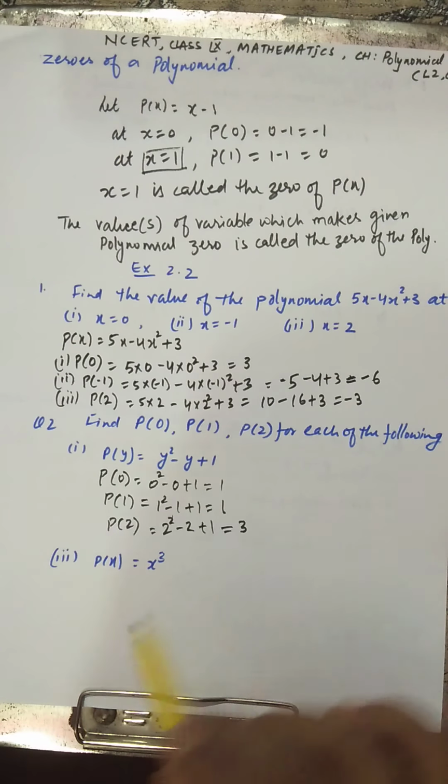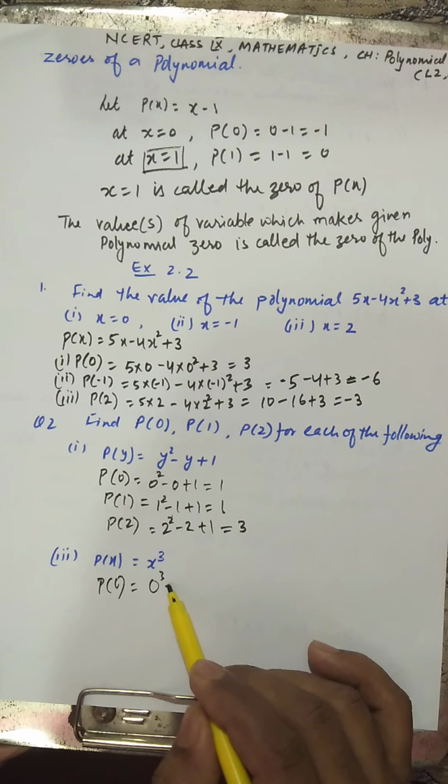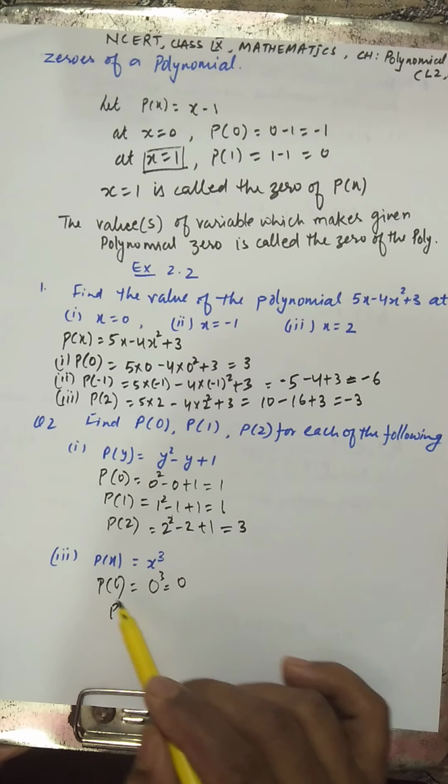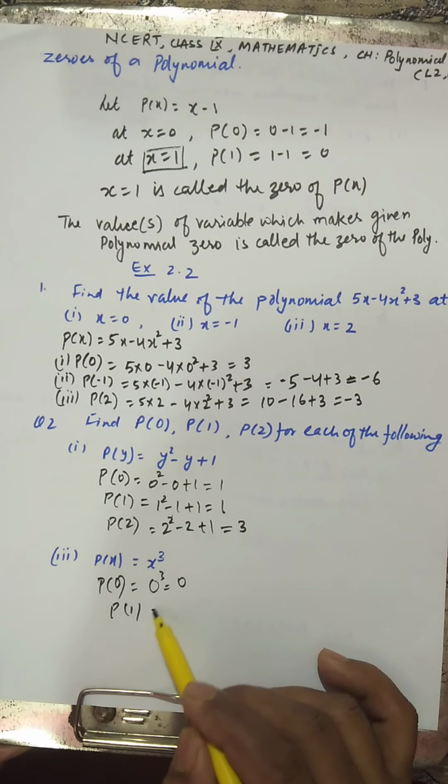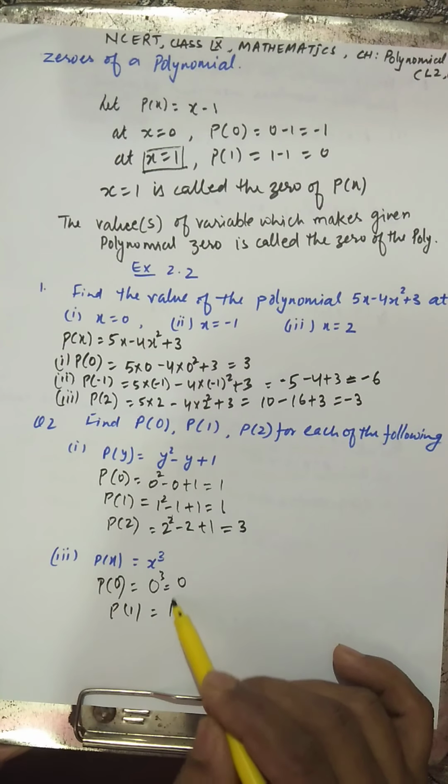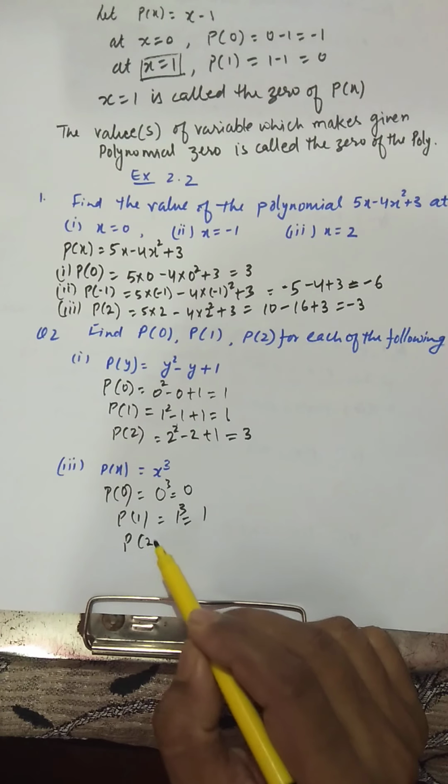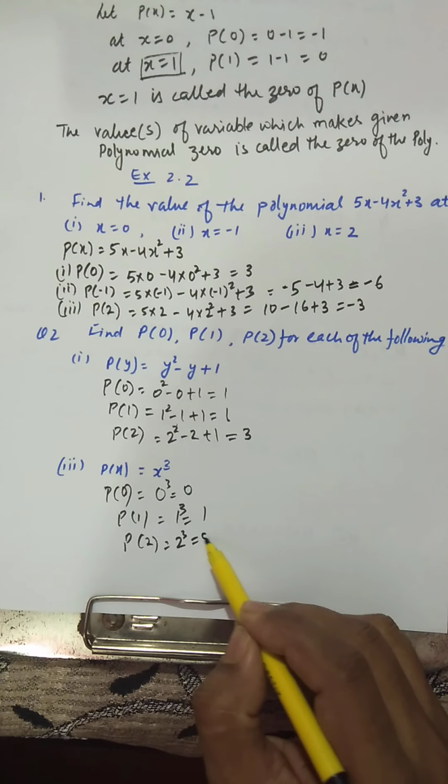Now come to the second polynomial. P(0) will be 0 cube, the answer is 0. And P(1) will be 1 cube, the answer is 1. P(2) is 2 cube, the answer is 8.